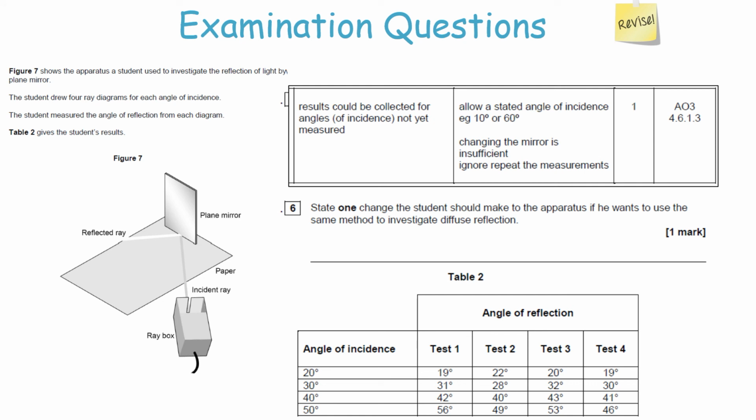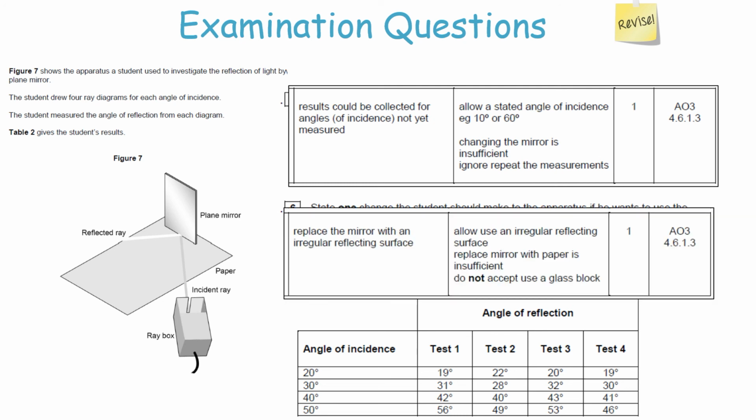Now, how can we investigate diffuse reflection? Well, what we have in this investigation is specular reflection because it's off a smooth surface. However, diffuse reflection is when you have an irregular surface, when it's a rough surface, so you would have to talk about using an irregular reflecting surface.